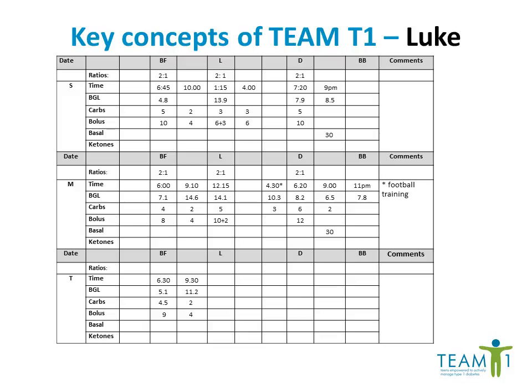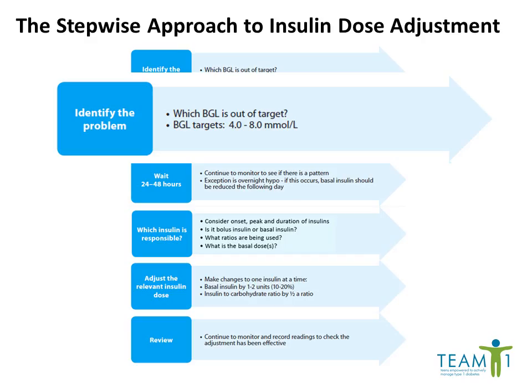Let's have a look at the stepwise approach. Can someone read the first step? Identify the problem. Which blood glucose is out of target? 4 to 8. So, have we done that? Yeah, it's the lunchtime one.